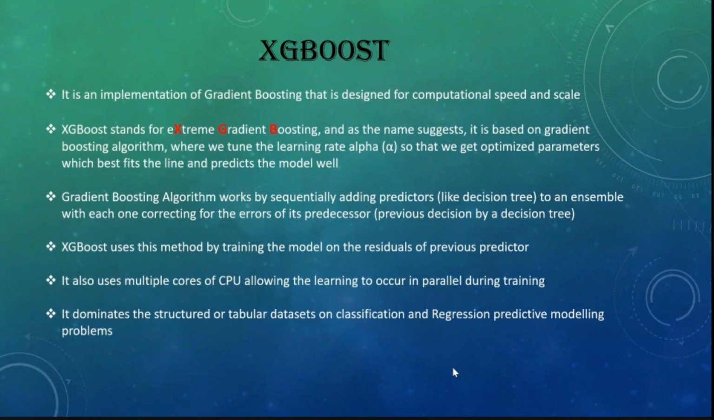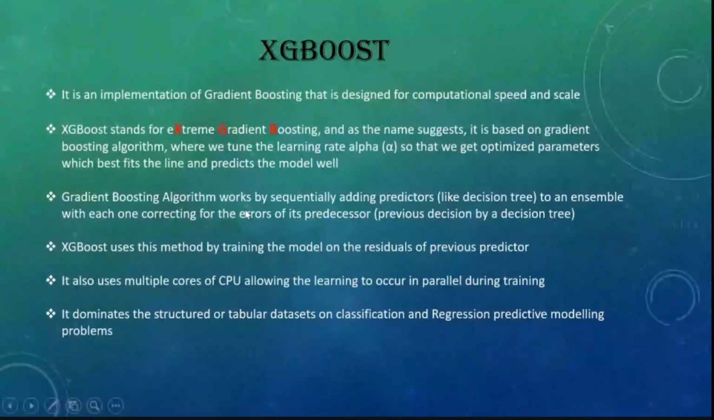Just as in our gradient boosting the alpha parameter keeps getting tuned and we get the final theta so that we can predict the model well, similarly here we have extreme gradient boosting, where there are different types of regression which are helping to find good alphas and good thetas. So what happens in gradient boosting?